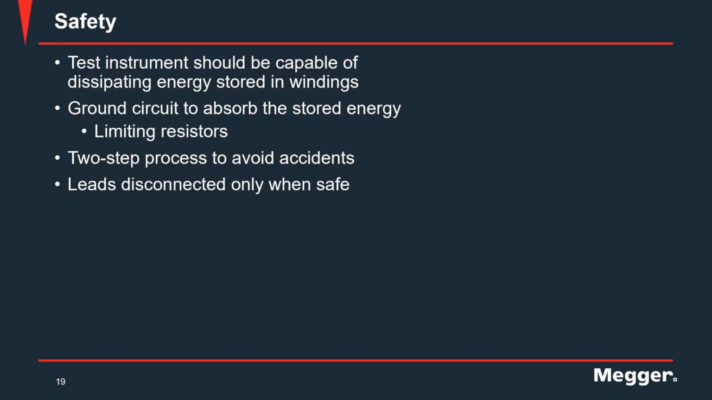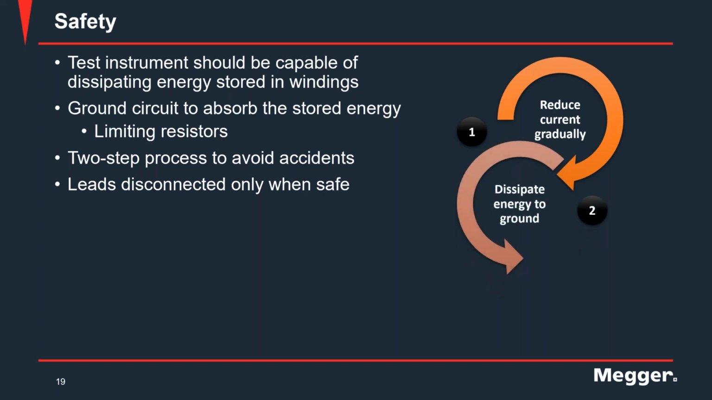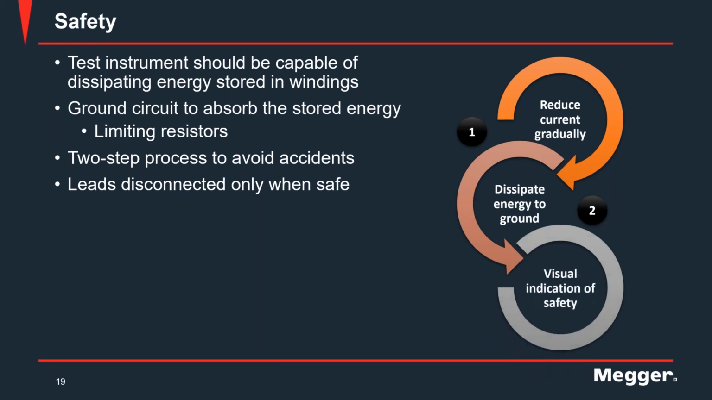Many times, limiting resistors are used in order to discharge that energy. That's usually achieved with a two-step process where the current is reduced gradually. As this current is reduced, the energy that's available is dissipated to ground. Then a visual indication of safety should be provided to the operator such that now it's safe to disconnect the leads.